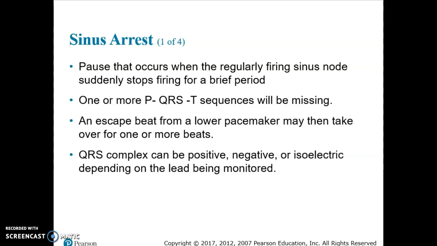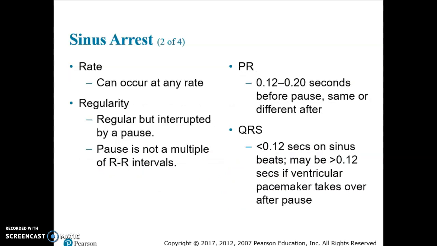You may see one or more PQRST sequences, but one or more will also be missing. An escape beat from the lower pacemaker kicks in, takes over, and makes the heart beat. You can have positive, negative, or isoelectric QRS complexes. Again, it depends on which lead. Here is the criteria. It can happen at any rate. It is regular, but it's interrupted by a pause. The pause is not a multiple of RR intervals, okay?